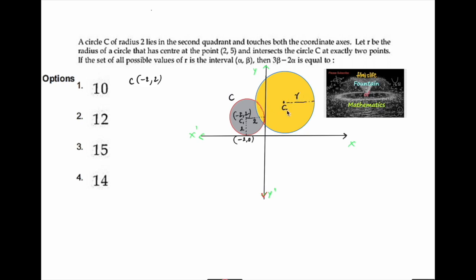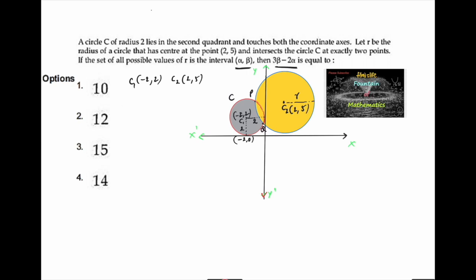Let us consider C2 is the center for the second circle, and the center is given 2 comma 5. Say this is C1 and C2 is 2 comma 5, and it intersects the circle at exactly 2 points, say P and Q. If the set of all possible values of R is in the interval alpha comma beta, then what is 3 times beta minus 2 times alpha? This question is totally based on the condition of two circles intersecting.